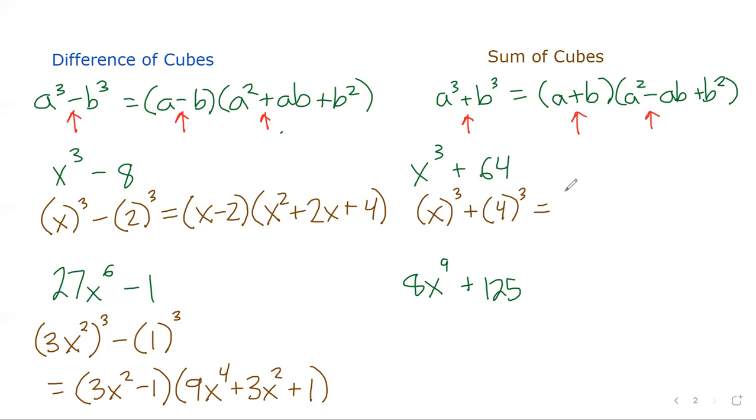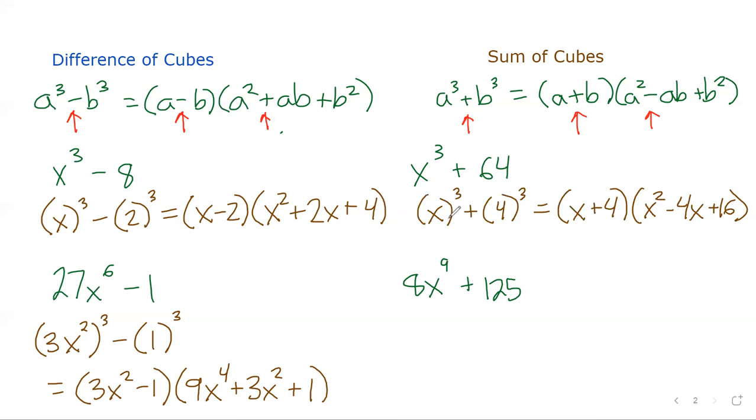And we can follow the pattern the same way we did on the last couple of questions. So first thing plus the second thing, first thing squared, minus first times the second, plus second thing squared. That would be that one.